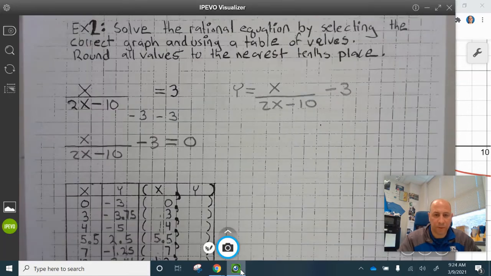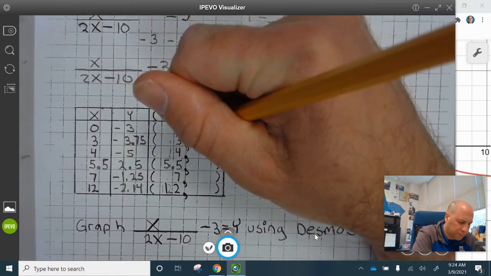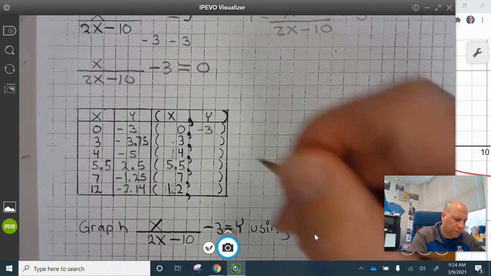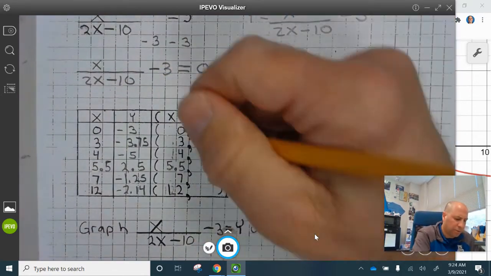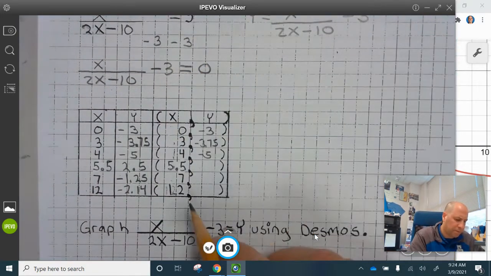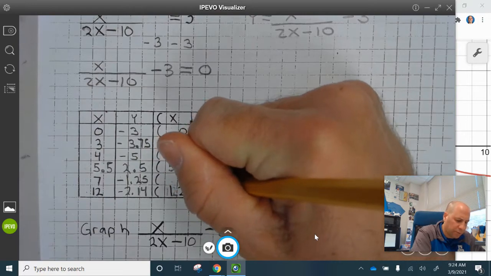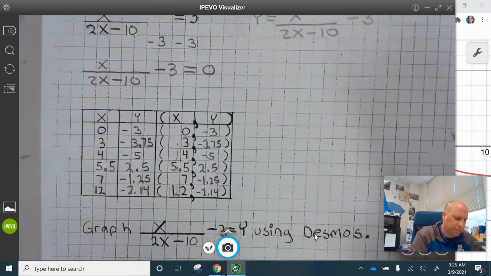All right, so let's fill that in. So the point is 0, negative 3. 3, negative 3.75. 4, negative 5. 5.5 is 2.5. 7 is negative 1.25. And 12 is negative 2.14.